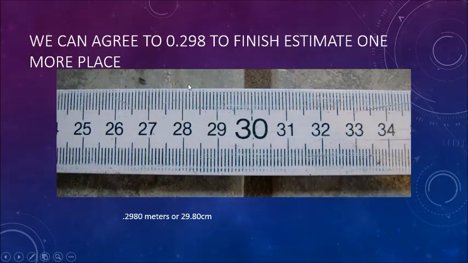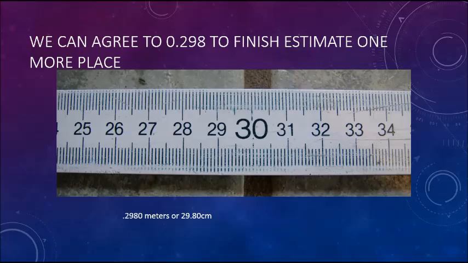So now with all of the marks on there, we can agree that it's 0.298, or at least really close to that. You might say 0.2979 or 0.2981, but my final estimate was 0.2980 meters or 29.80 centimeters. Either way, I hope you get the idea that we're always estimating one place past the measuring device that we have.